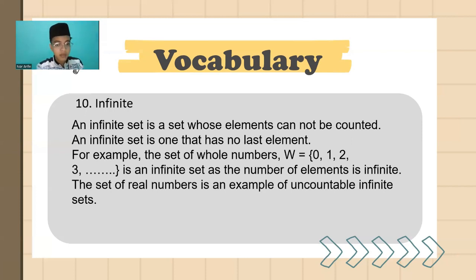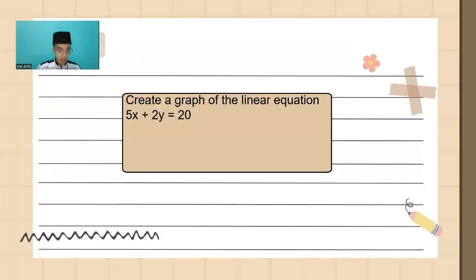Next is infinite. An infinite set is a set whose elements cannot be counted. An infinite set is one that has no last element. For example, the set of whole numbers W is 0, 1, 2, 3, and so on, is an infinite set as the number of elements is infinite. The set of real numbers is an example of an uncountable infinite set.